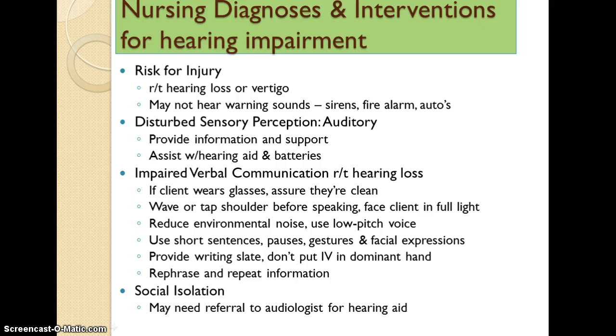Social isolation. They may need a referral to an audiologist for a hearing aid. They may be very upset with their hearing loss, and they may isolate themselves because they feel like they keep asking people to repeat themselves and people are getting upset with them, and they don't want people to know that they can't hear, especially someone who feels that this means they're getting older. They don't want the hearing aid. That's for an old person. That's not for me. So they may sit there and not be able to hear because they don't want people to think they're old.